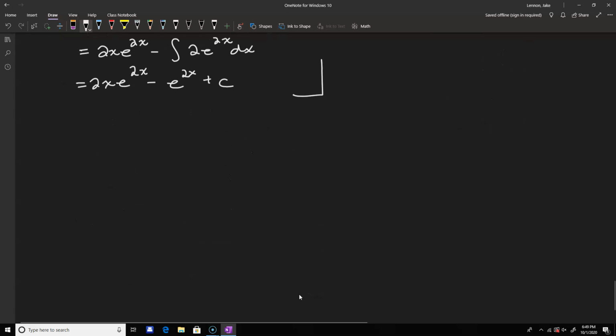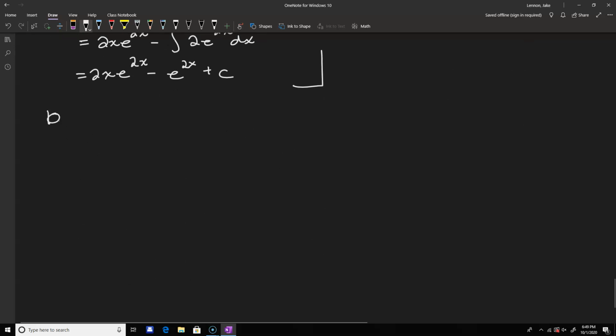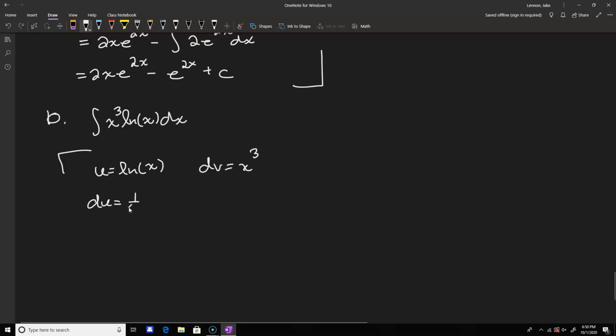One more integration by parts using the same formula we saw above. So this is the integral of x cubed natural log of x dx. So here we want to let u equal the natural log of x, because the derivative of a natural log of x is much simpler than its antiderivative. And dv is going to be x to the third. Jumped the gun there, already trying to do the antiderivative. So du here is going to be 1 over x dx. And v is going to be x to the 4th over 4.